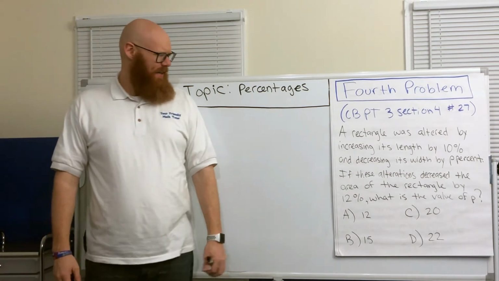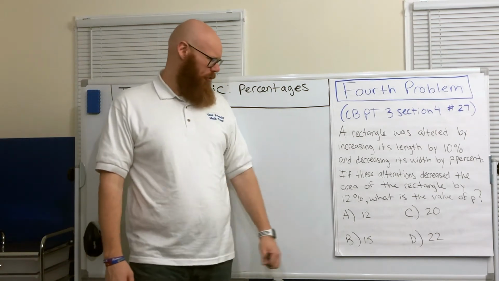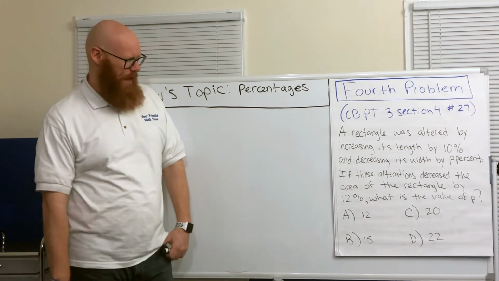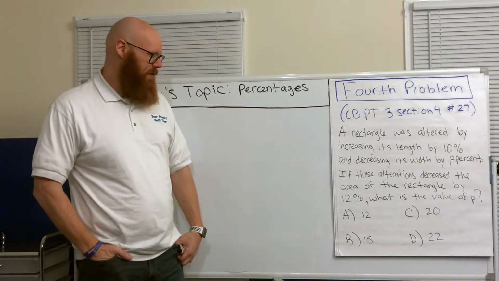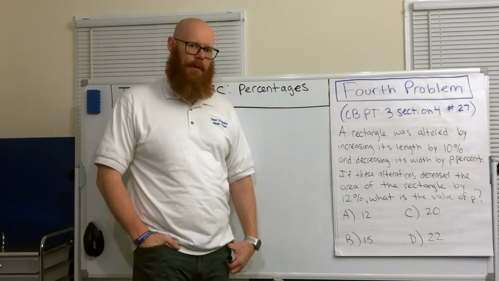College Board Practice Test 3, Section 4, number 27. A rectangle was altered by increasing its length by 10% and decreasing its width by p%. If these alterations decrease the area of the rectangle by 12%, what is the value of p?